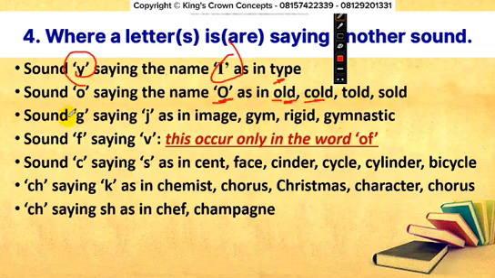That is, well, a letter or more letters are saying one sound, another sound. Then we have sound g, saying sound j. I now talked about image. Instead of imag, it is image. This one also takes the phonogram because there's a consonant here. This one becomes silent. This one takes its name a, as in image. Gym, j, as in jog, gym. Rigid, j. This is gymnastic. Then sound f, saying v, as in van. This occur only in the word of. Instead of saying of, it is now of.